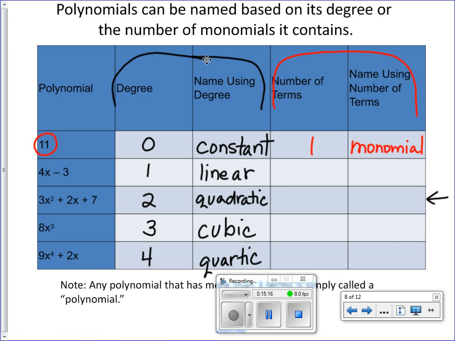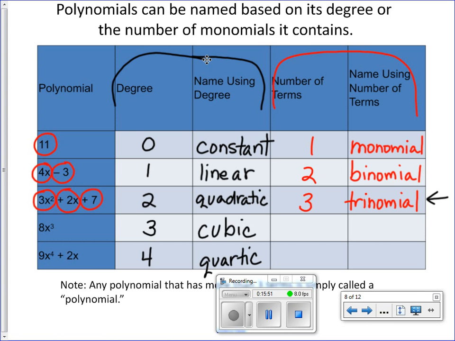All right. In our next example, we have 4x and we have minus 3. That is two terms, and we call that a binomial. You might think of the word bicycle with two wheels on it. Our next polynomial has 3x squared, 2x, and 7 as a term. So it has three terms, and that is called a trinomial, as in tricycle, that has three wheels.